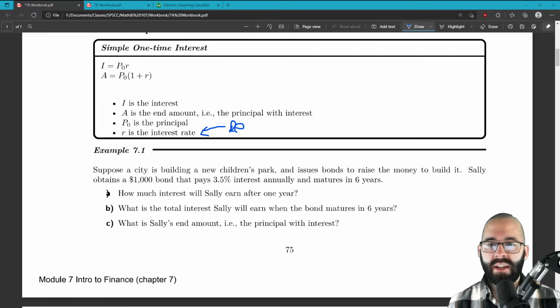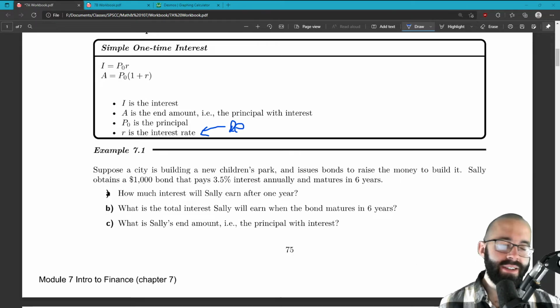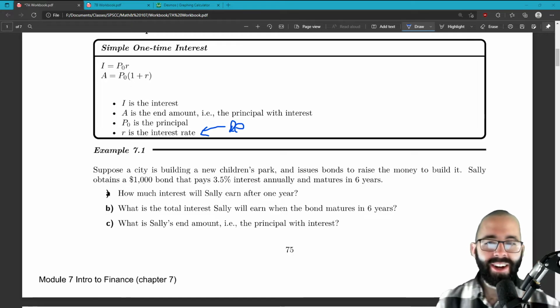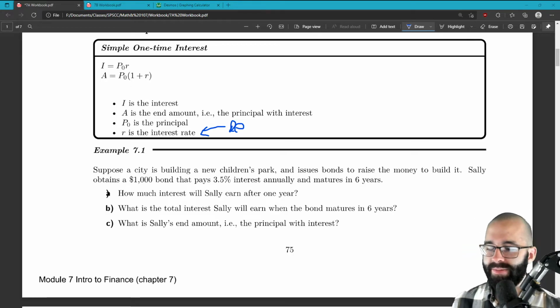So Sally obtains a $1,000 bond, and that bond pays 3.5% interest annually, and it matures in 6 years. Okay. And again, there's something to be said for bonds that have very low interest rates because of inflation, but we're not going to talk about that right now. We're just going to solve the problem.